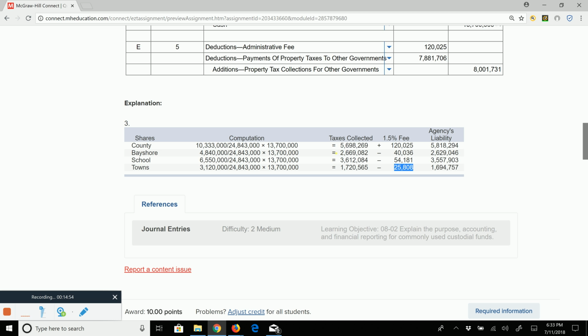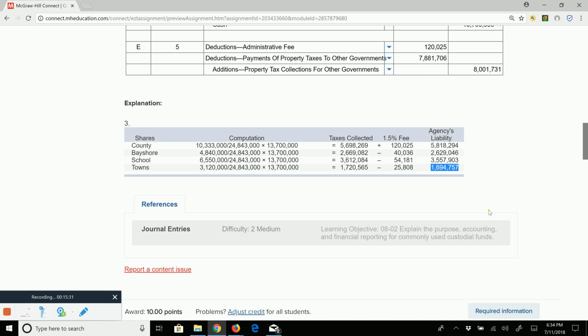And if you take a look at the county, we collected $5,698,000 on their behalf, and we're going to add $120,000. So the liability to the county is more. It's $5,818,000. Last question I'm going to ask you to go through. If you add up the four numbers in the agency's liability column, I'll give you a few seconds to figure it out. Okay, if your answer was $13.7 million right away without doing any calculations, you are clearly following what I'm talking about.